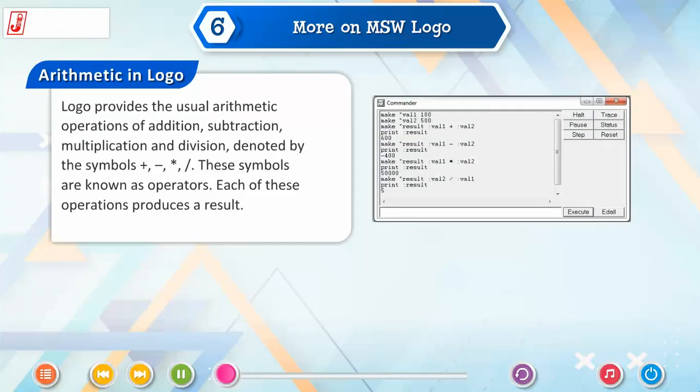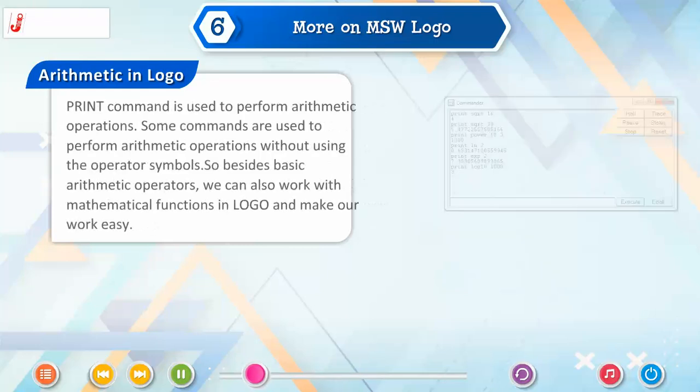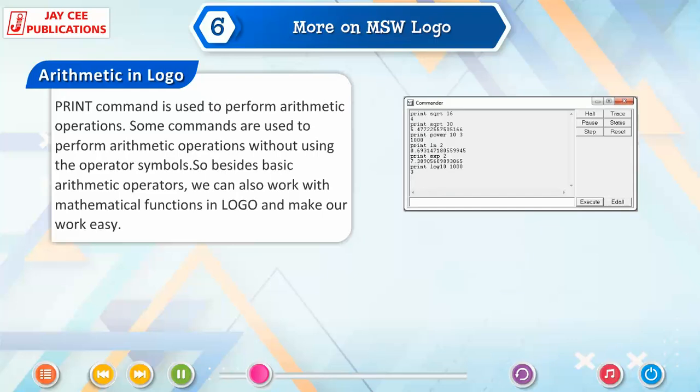Logo provides the usual arithmetic operations of addition, subtraction, multiplication and division, denoted by the symbols plus, minus, asterisk, slash. These symbols are known as operators. Each of these operations produces a result. The print command is used to perform arithmetic operations. Some commands are used to perform arithmetic operations without using the operator symbols. So, besides basic arithmetic operators, we can also work with mathematical functions in Logo and make our work easy.